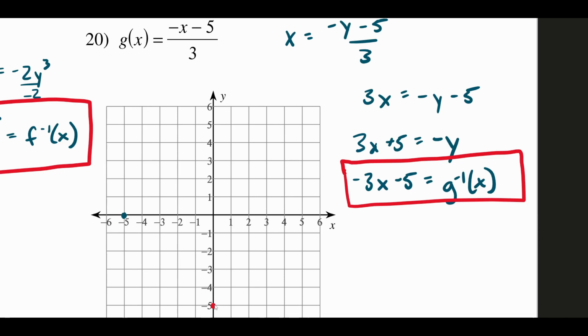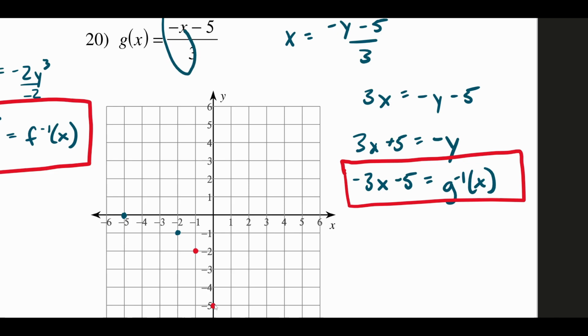Now let's plug in another number. Let's say we plug in a negative 1 for x. Or let's go ahead and use that slope. We know that slope is negative 3. So for rise over run, if we were to go up 3, 1, 2, 3, we need to go to the left 1 to get that negative 3 for our slope. So we're at the point negative 1, negative 2. That means in our original function, when we're at negative 2, we're at a negative 1.